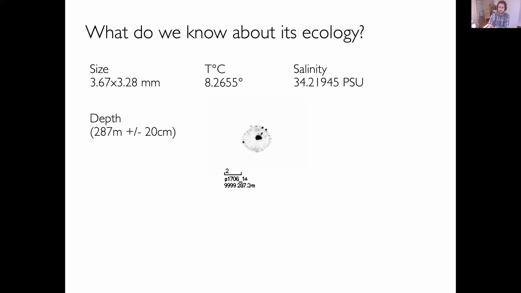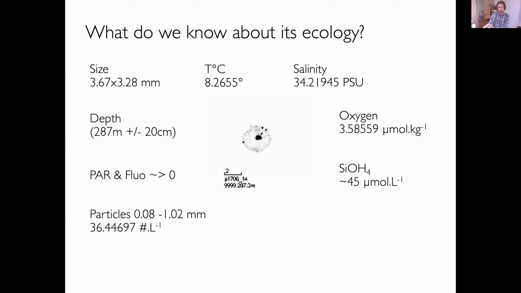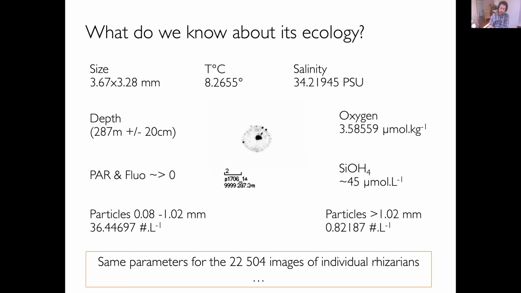We can get the same things for salinity and oxygen. The PAR and the fluorescence were obviously close to 0 given the depth. We can more or less know the concentration of silicates based on interpolation from discrete measurements taken with Niskin bottles. And we can get particle concentration for different size classes. So here I just take the 1 millimeter limit, but this is just a random cut. And we can get the same numbers for basically, in my data set, 22,000 images of individual rhizarians.